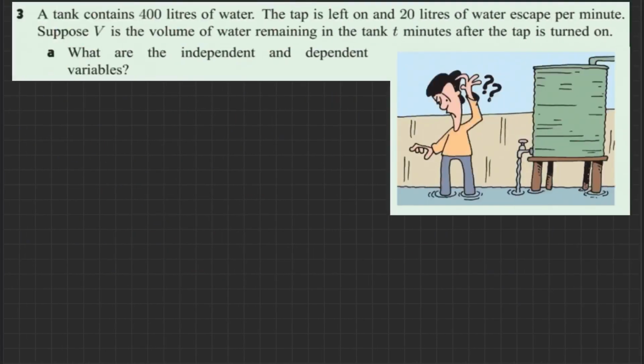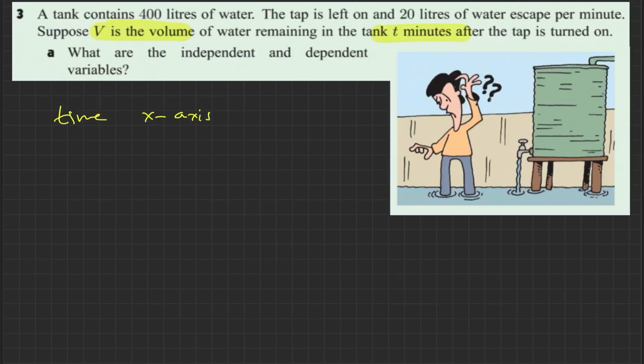Okay. Question 3, a tank contains 400 liters of water. The tap is left on and 20 liters of water escape per minute. Suppose V is the volume of the water remaining in the tank t minutes after the tap is turned on. Part A, what are the independent and dependent variables of this question? So there are two variables that are given to us, V, which is the volume of the water tank, and T, which is the time in minutes.